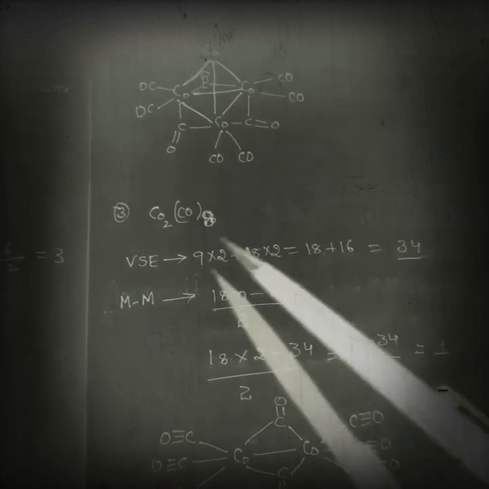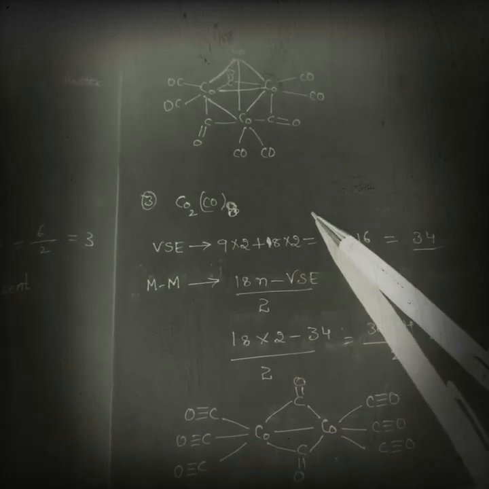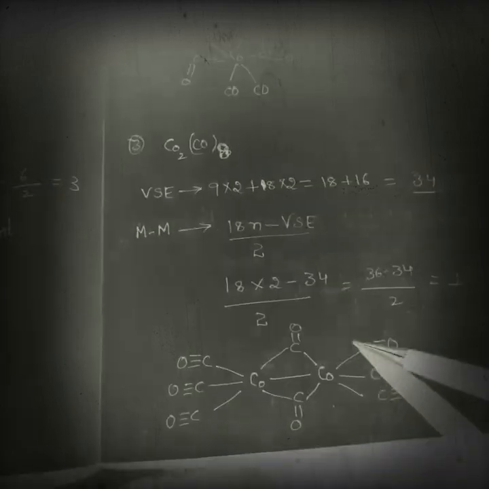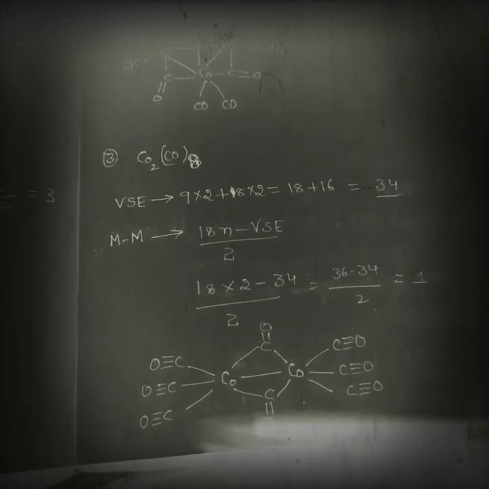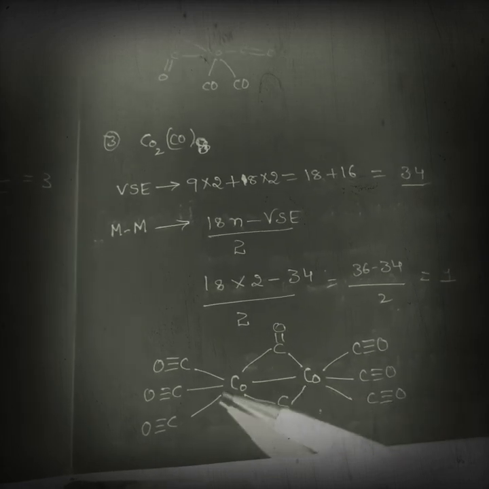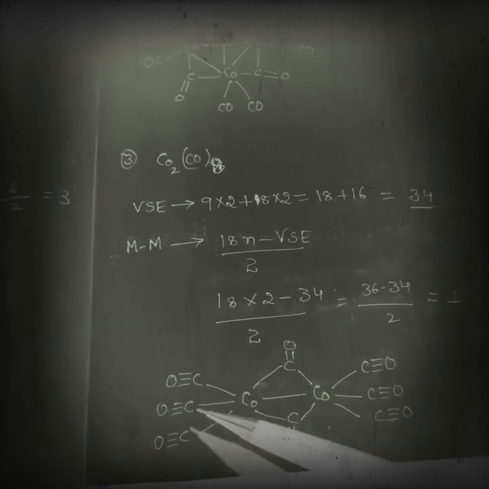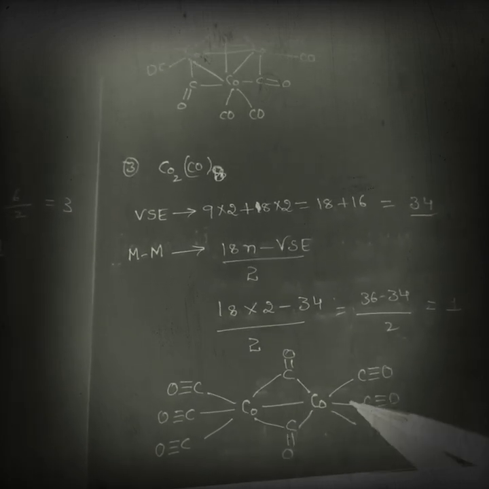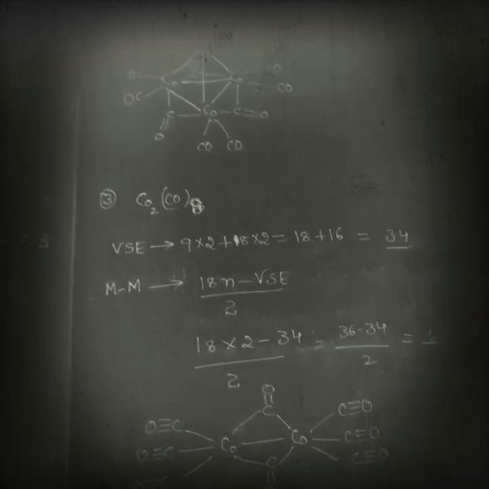That means if we observe the structure of this cluster, we will observe that only one metal to metal bond is present. Of course, this is the structure of this cluster, and if you observe this, only one bond is present between these two metals. I think you understood, friends. Next.